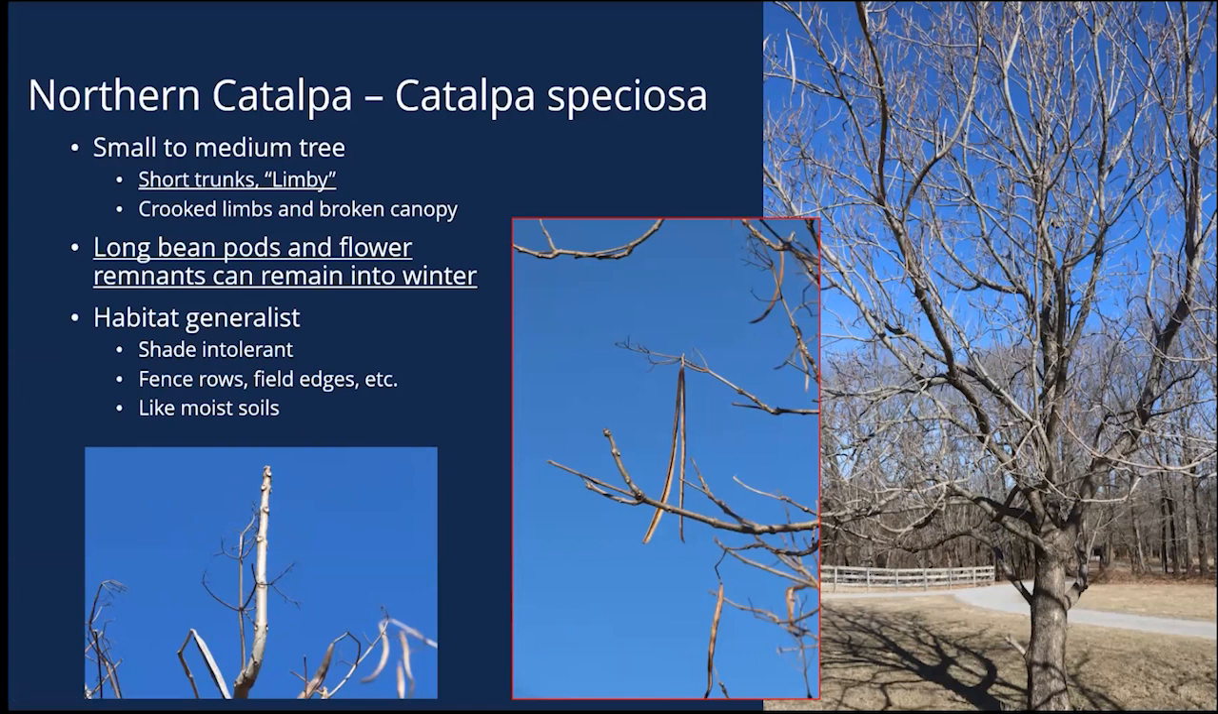This is a habitat generalist, shade intolerant. It loves fence rows, field edges, somewhat moist soils, but this is a classic kind of fence row tree. You'll find this growing at the edges or on fence rows more than you'll find it anywhere else, really.